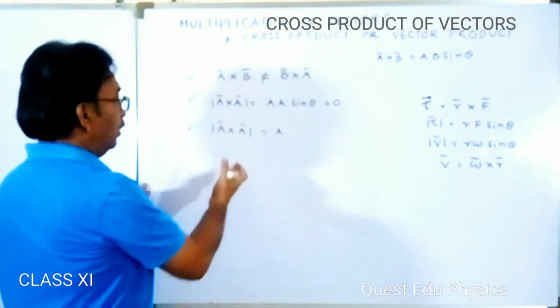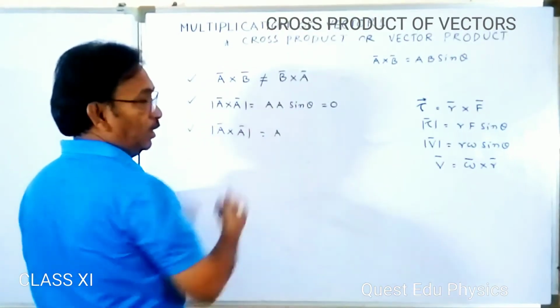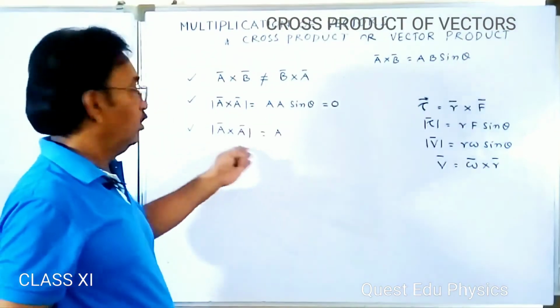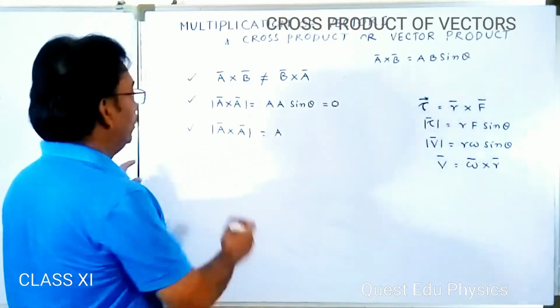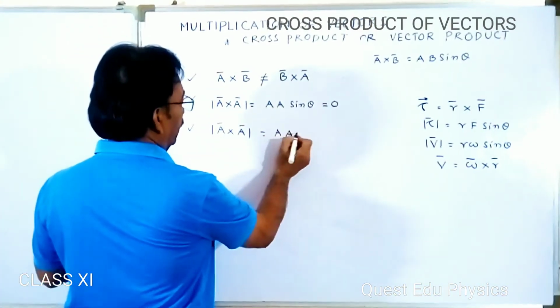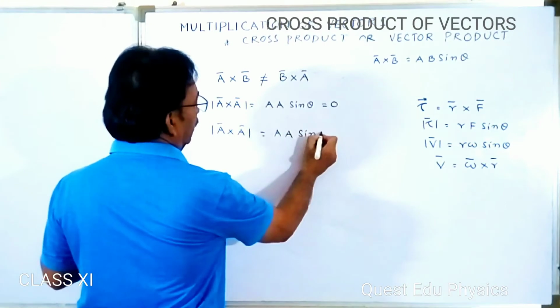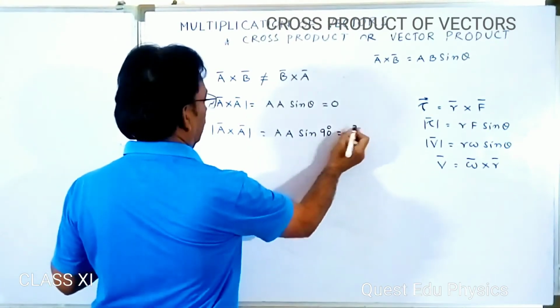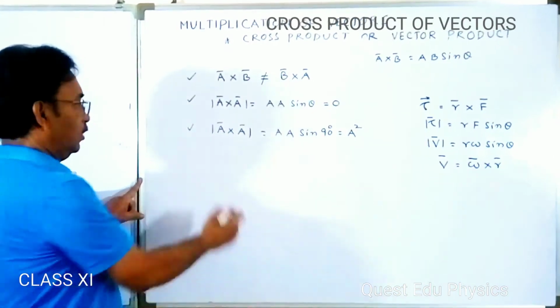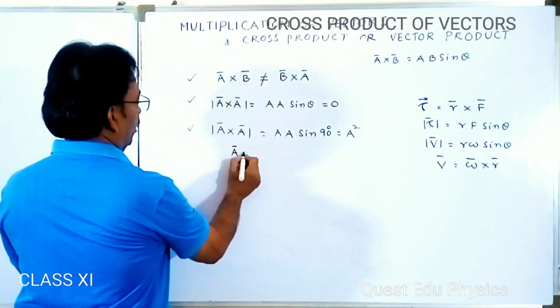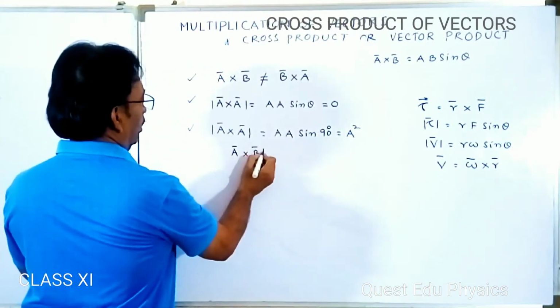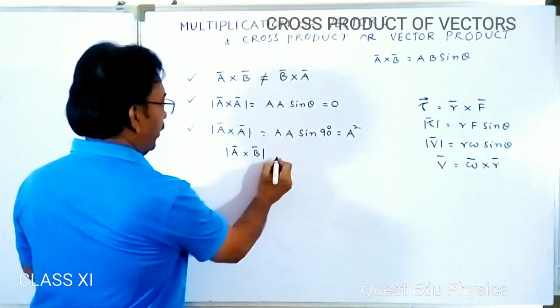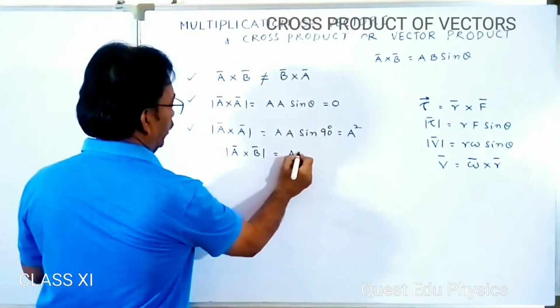Say the angle is 0. Here we are taking perpendicular. That means A into sine 90 is equal to A squared. Similarly, A bar cross B bar, when they are perpendicular to each other, is equal to AB.